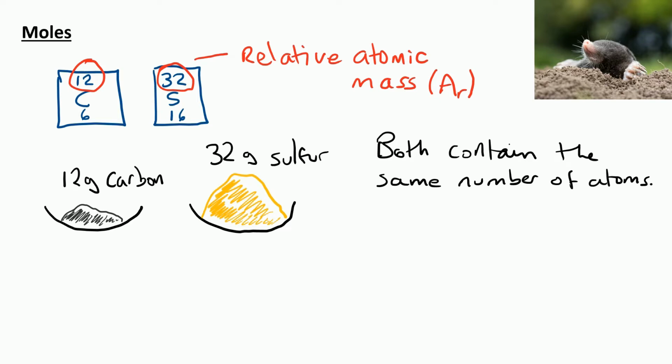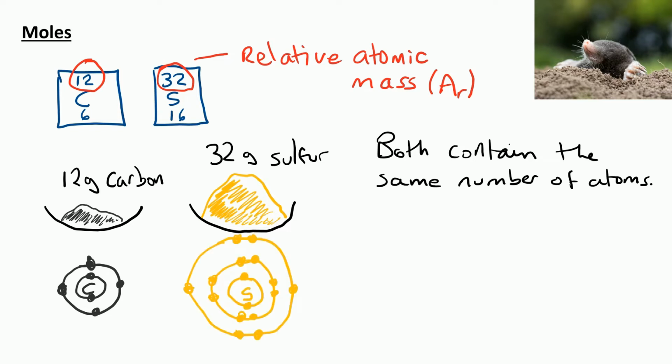Well, we've got to remember that they're different sized atoms. So here's a carbon atom with 6 electrons. Here's a sulfur atom with 16 electrons. And you've got to remember they've got different numbers of protons and neutrons in the nucleus as well. So sulfur atoms are much bigger and heavier. So if we want the same number in our sample, we'll have to weigh out a larger amount of them.